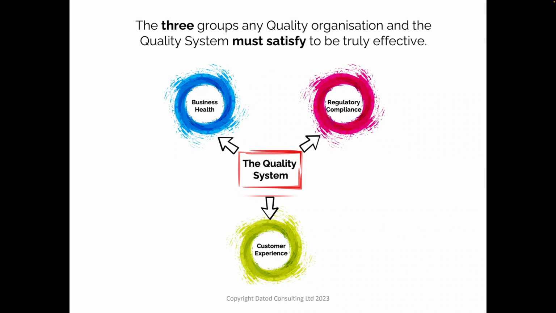So when you distill it down, really there are three main customer groups that your QMS has to satisfy. And a theme running through this training module and through the whole session is: are you meeting the requirements and expectations of all of these three customer groups?